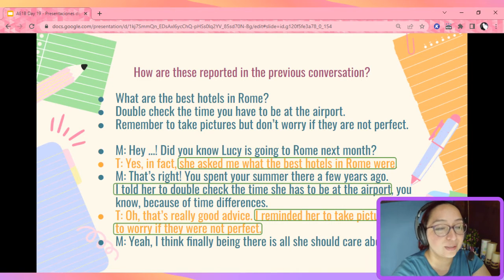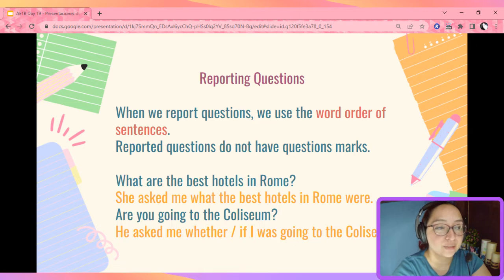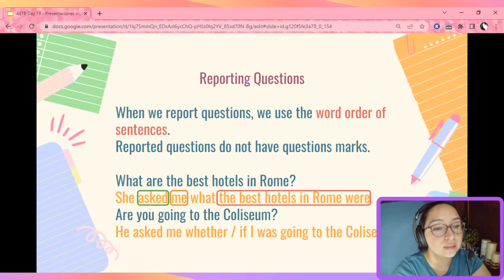Okay, today we're looking at how to report instructions and how to report questions. So first, reporting questions. When we report questions, we use the word order of a sentence, and they do not have question marks. Look at the examples. What are the best hotels in Rome? She asked me what the best hotels in Rome were. If you notice, we're using the reporting verb ask. This verb needs an indirect object, in this case, me, and then I use the word order of a sentence: the best hotels in Rome were.